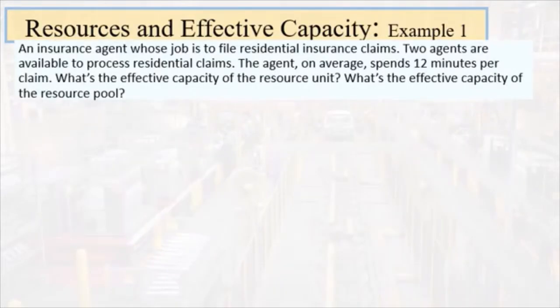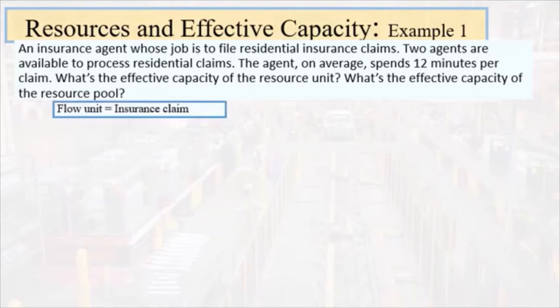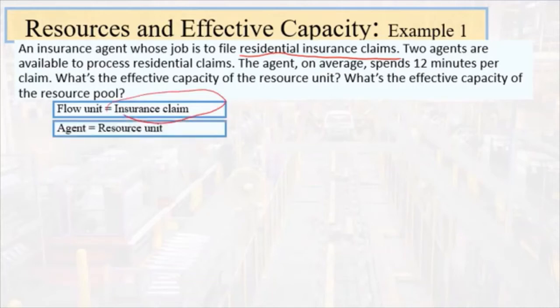So let's see this example. This is a residential insurance claim question. Here the flow unit are insurance claims, and the resource unit are basically these agents that are processing the claims. 2 agents are available for the process, so the resource pool has 2.